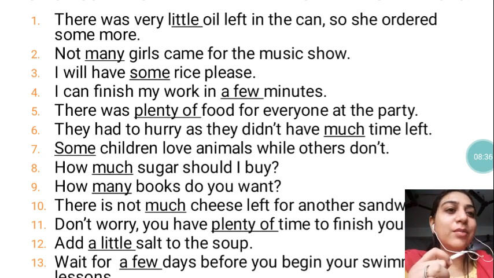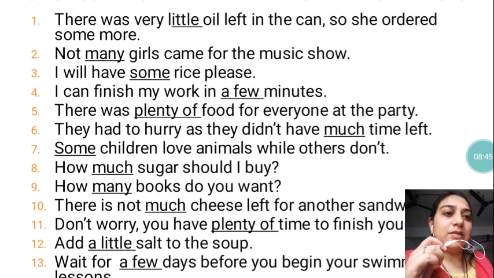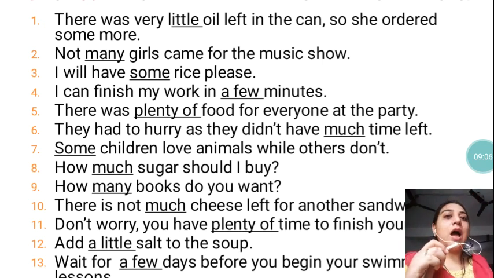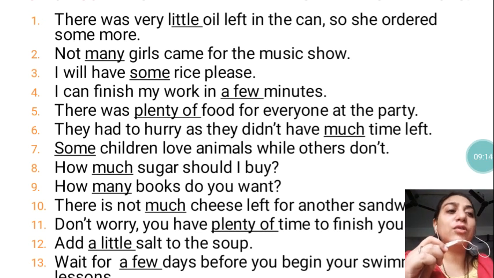Dash children love animals while others don't. Children are countable, so we will use the word some. Some children love animals while others don't. As I have said earlier, some and any are used for both countable as well as uncountable nouns. How dash sugar should I buy? Sugar is uncountable, so we will use the word much over there. Now the ninth blank, how dash books do you want? How many books, because we know books have a limit.